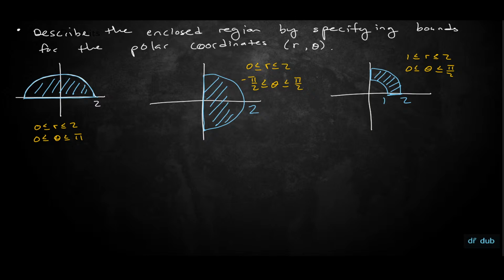So any questions about that? Does that make sense? We're going to be doing a great deal of this when we get to double integrals and polar coordinates. So understanding how to look at polar coordinates on their own terms is going to be extremely useful and important. And describing the regions with these bounds is going to be extremely important as well.